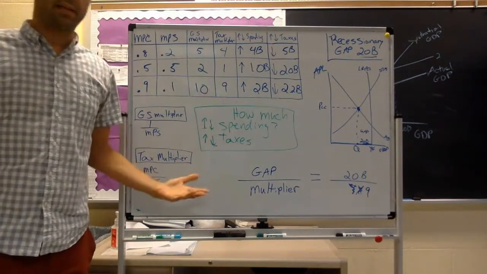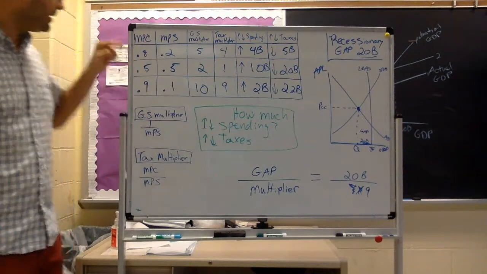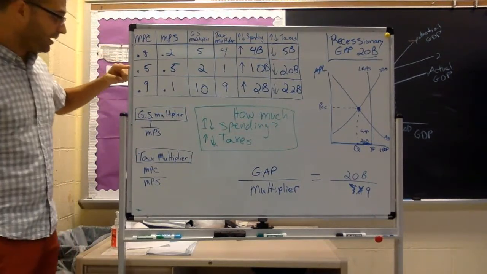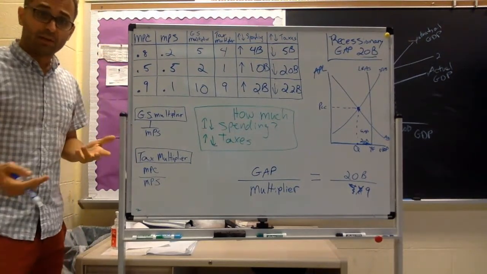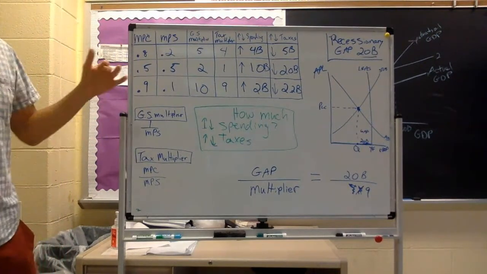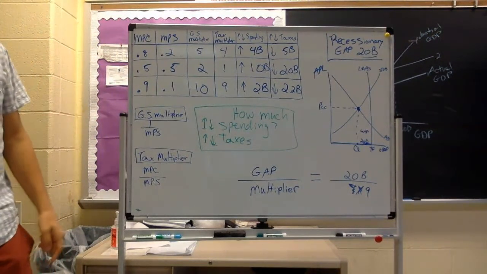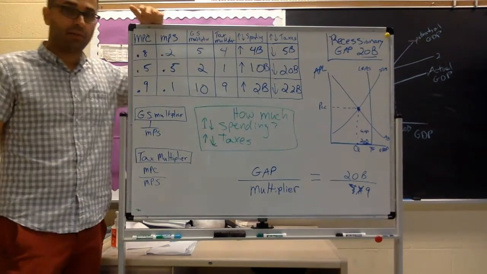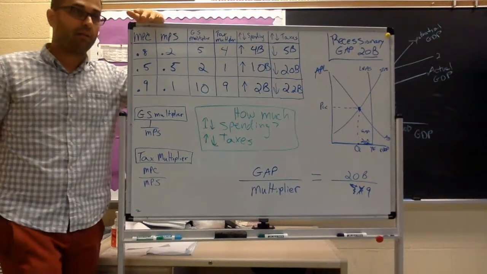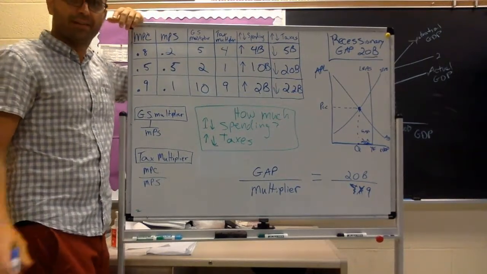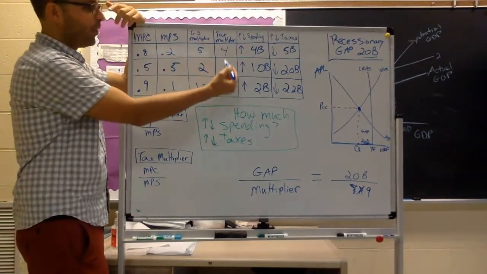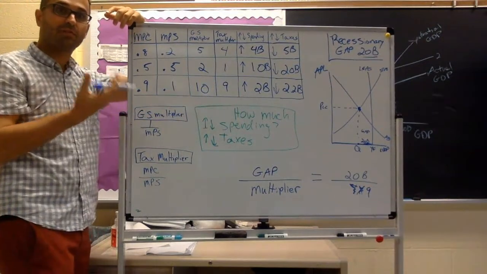All right, and there's your answers. You're not going to get a question like this. You're going to get a question where it says the MPC is 0.8, or the MPC is 0.5, or the MPC is 0.9. But this is how you would do it. Take a look at this now before we go. What do you notice about the spending multiplier compared to the tax multiplier? Very good. The tax multiplier is one less, right? The tax multiplier is smaller.